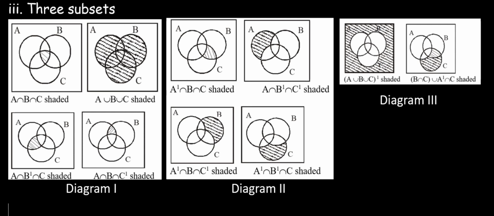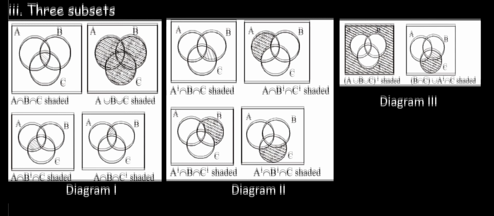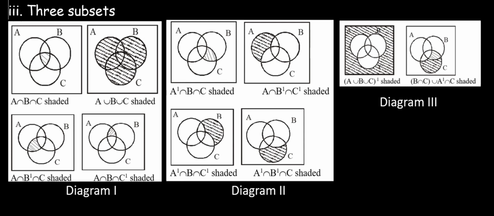The next diagram to that is bracket B intersection C bracket union A prime intersection C, shaded. What this simply means is that we are shading C, but we are avoiding A totally, then taking part of B to be avoided. Next, we take some examples.